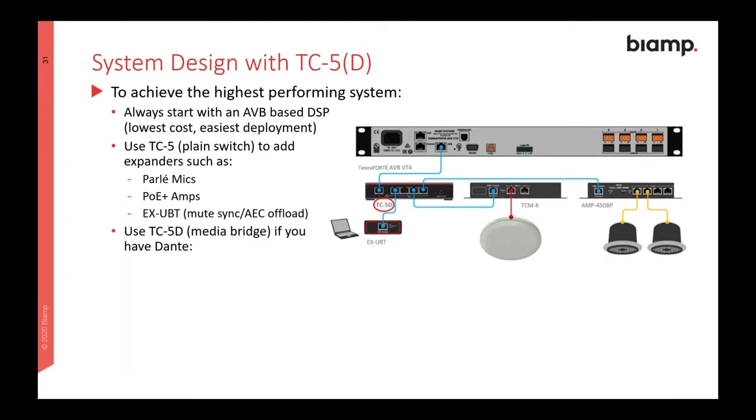In media bridge mode, of course, you have to use the TC5D, which has the dual AVB and Dante interfaces. So to this AVB system that you're designing, if you wanted to add Dante, you can simply replace the TC5 with the TC5D and then connect a Dante device directly, or you can connect an extended network which carries Dante traffic.